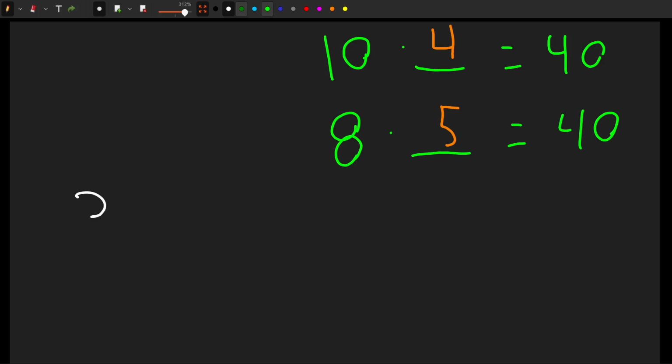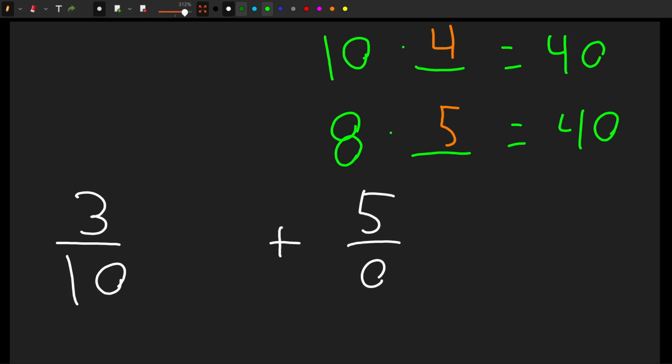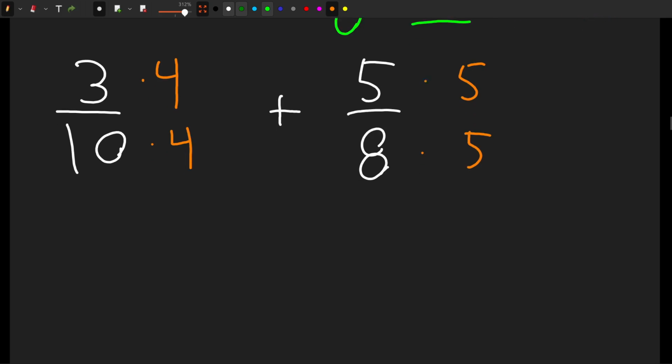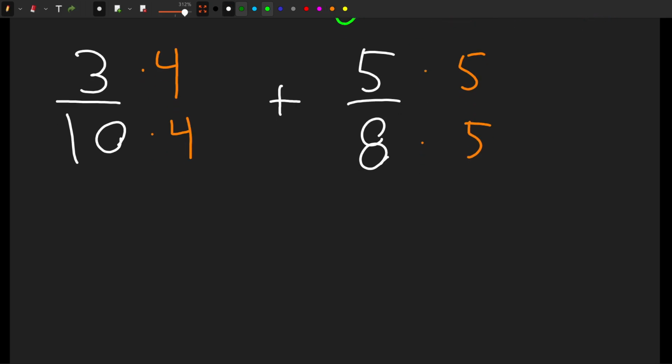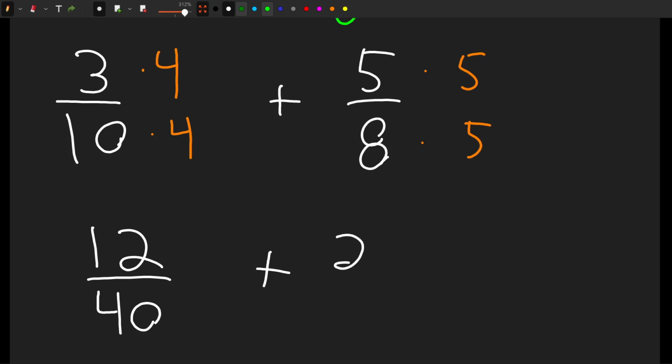So we have 3 over 10 plus 5 over 8. And in this case, we need to multiply 3 over 10 by 4 top and bottom. And we need to multiply 5 over 8 by 5 top and bottom. And so we will be left with, for our first fraction, 12 over 40. And then for our second fraction, we'll have 25 over 40.